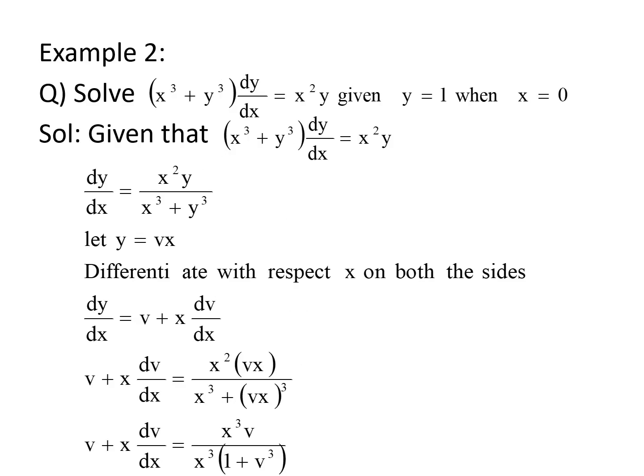Let us see example 2. Solve the given differential equation: x cube plus y cube whole into dy by dx is equal to x square into y. Given boundary conditions are y is equal to 1 when x is equal to 0. Solution. Given that, write down the given equation here. x cube plus y cube whole into dy by dx is equal to x square into y.